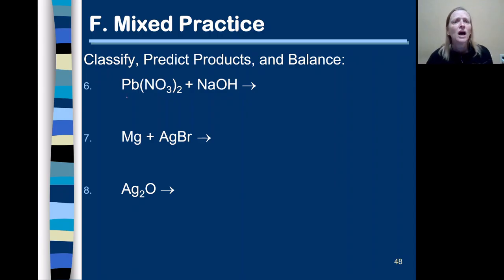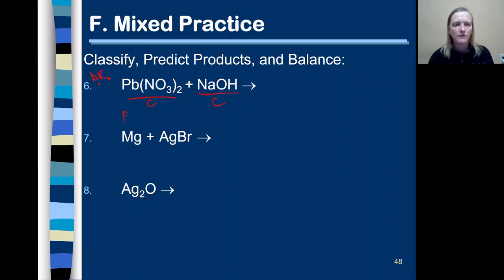So here, I've got lead nitrate, which is a compound, and I've got sodium hydroxide, which is a compound. When I see a compound reacting with a compound, I think of a double replacement reaction. So because this is a double replacement reaction, what I need to do is split each of my compounds into its ions and then play the dating game and find a new partner for lead and a new partner for sodium.